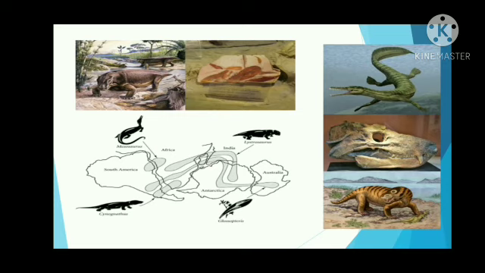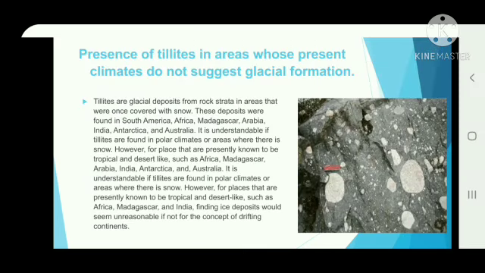Next evidence, we have presence of tillites in areas whose present climates do not suggest glacial formation. Tillites are glacial deposits from rock strata in areas that were once covered with snow. These deposits were found in South America, Africa, Madagascar, Arabia, India, Antarctica, and Australia. It is understandable if tillites are found in polar climates or areas where there is snow. However, for places that are presently known to be tropical and desert-like, such as Africa, Madagascar, and India, finding ice deposits would seem unreasonable, if not for the concept of drifting continents.